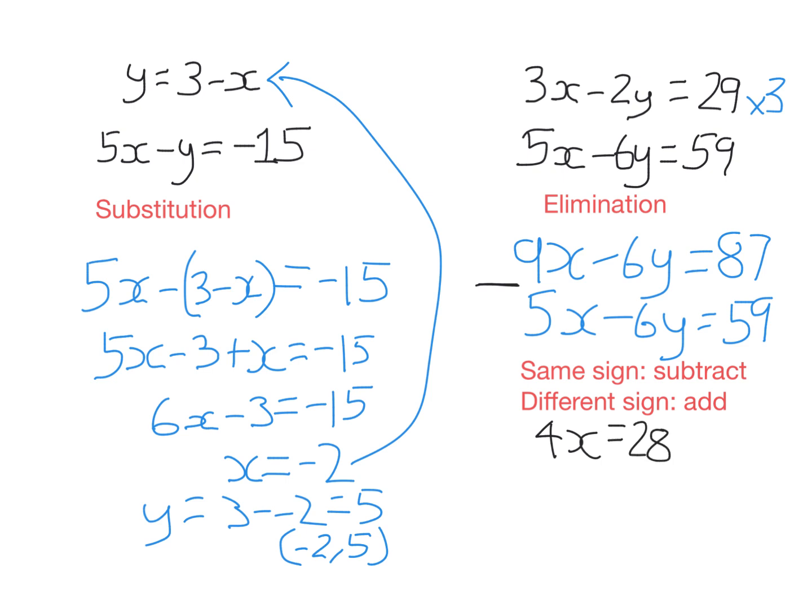So 4x equals 28. I get x equals 7. Substituting that into any of these equations, which one doesn't matter, I get y is equal to -4. So the solution here is 7, -4. I can easily check my solution by substituting the x and y value and seeing that it satisfies both equations at the same time. All right, let's now look at a worded problem.